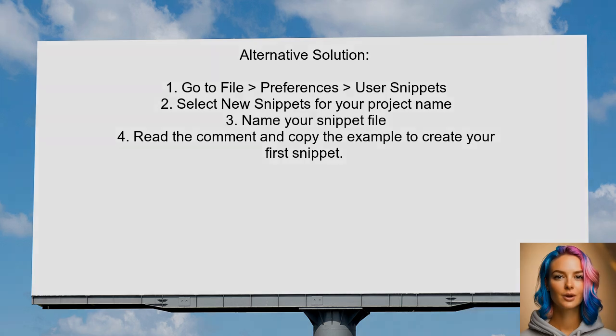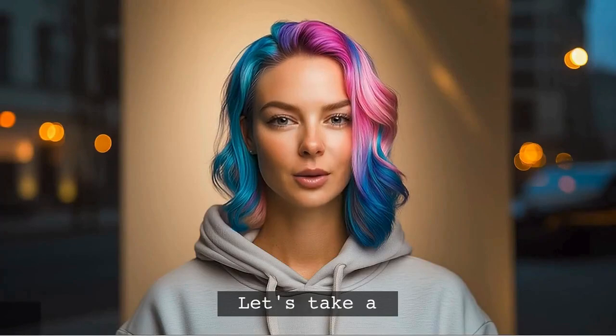To create project-specific snippets in VS Code, one user suggests going to File, then Preferences, and selecting User Snippets. From there, choose New Snippets for your project name and give the snippet file a name you prefer. Finally, read the comment in the newly created file and copy the example to create your first snippet. That's all on that answer. Let's take a look at another one.